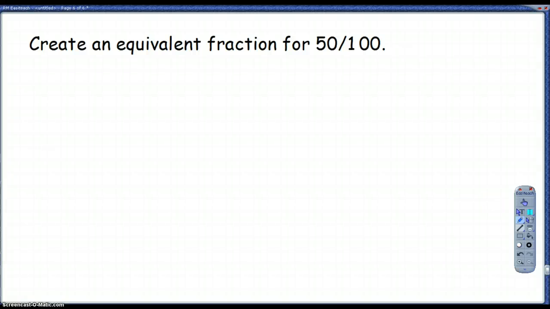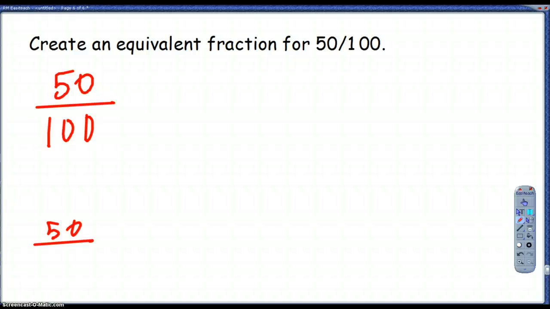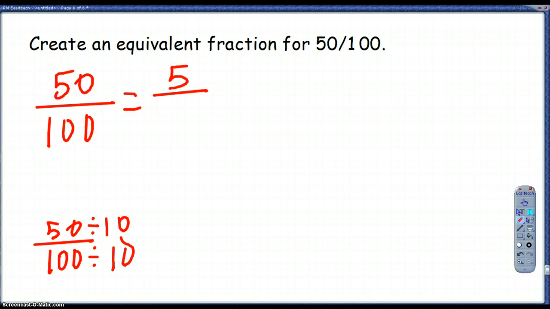Now, the other thing that you can do is divide to make equivalent fractions. Sometimes when we have fractions that have large numbers in the numerator and denominator, we can divide to make them into smaller numbers but still have equal fractions. So if I look at 50/100, I'm going to ask, is there anything I could divide both of them by? And I see one. I could do 10. 50 divided by 10 is 5, and 100 divided by 10 is 10.